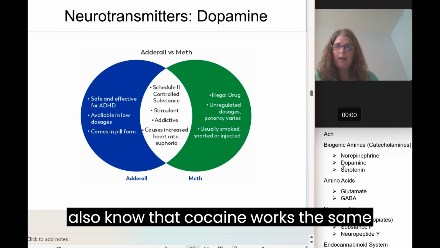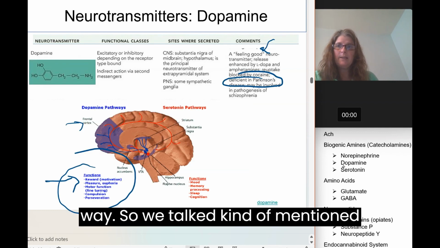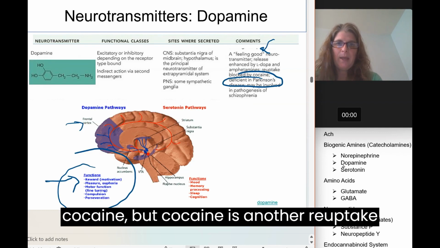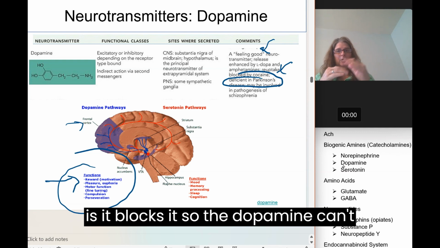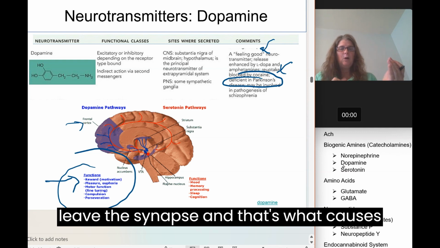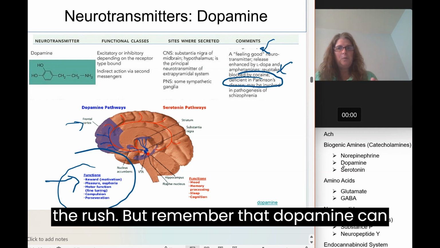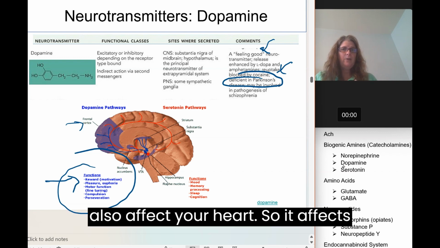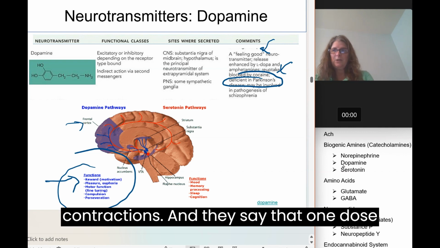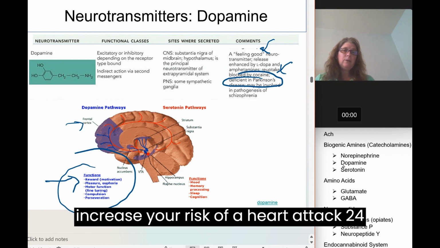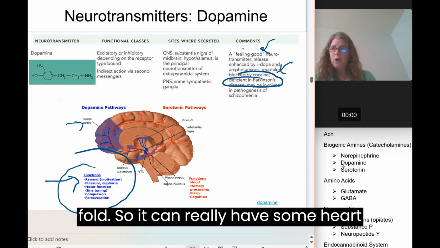We also know that cocaine works the same way. So we mentioned cocaine, but cocaine is another reuptake inhibitor. And what happens with cocaine is it blocks it so the dopamine can't leave the synapse, and that's what causes the rush. But remember that dopamine can also affect your heart. So it affects the heart and it can cause really, really strong, powerful muscle contractions. And they say that one dose, I put in your notes, of cocaine could increase your risk of a heart attack 24-fold. So it can really have some heart issues.